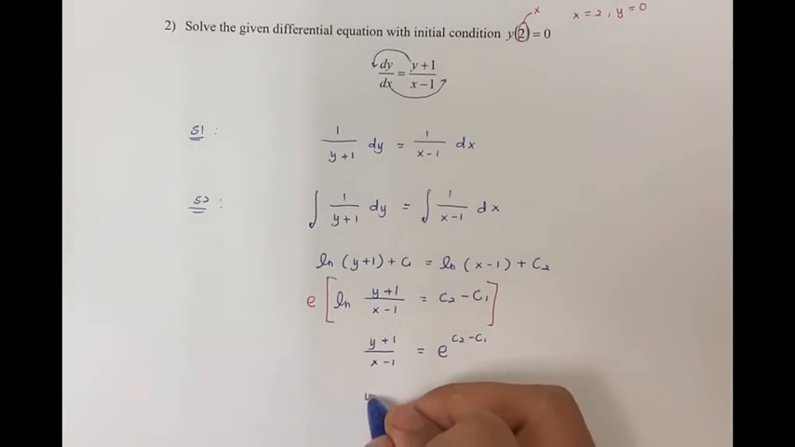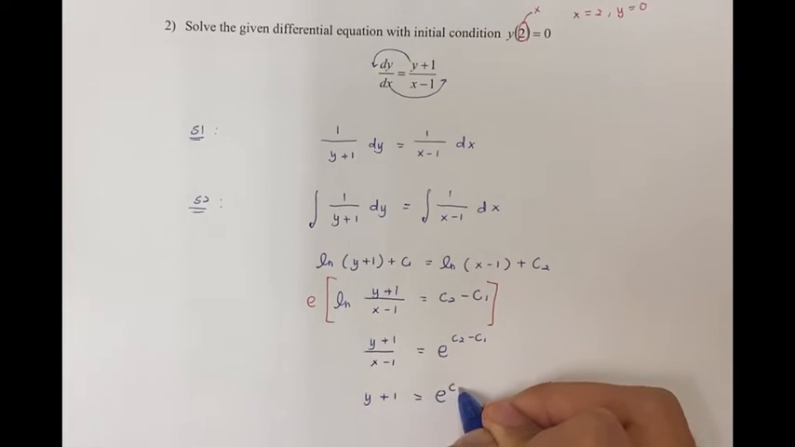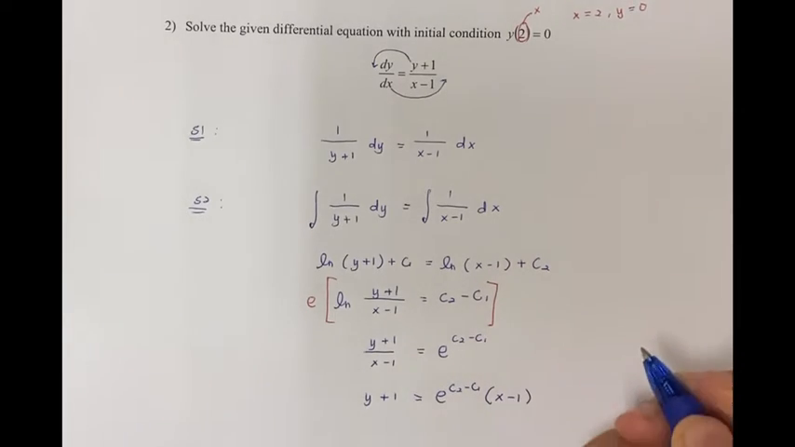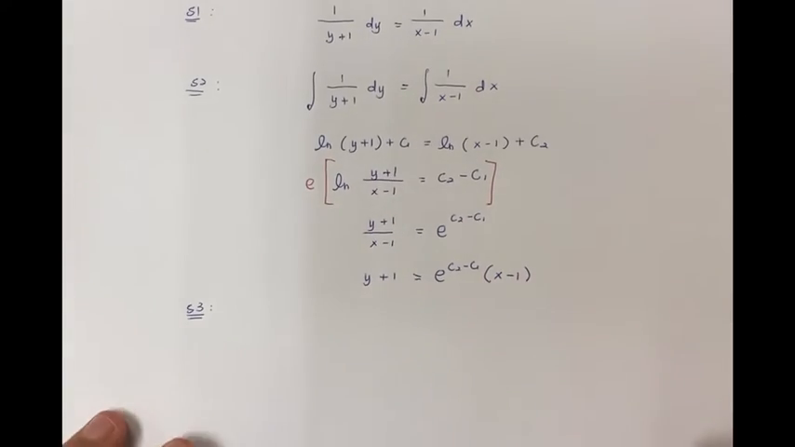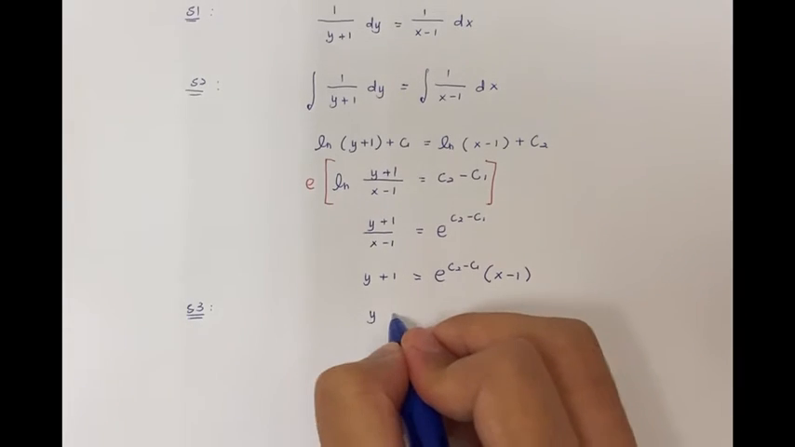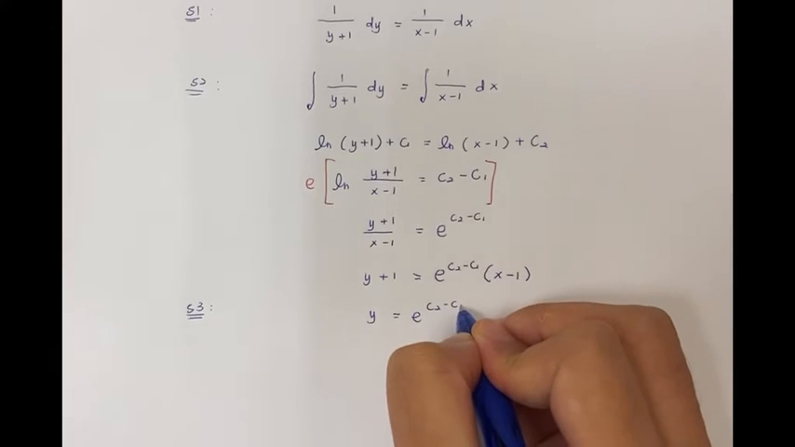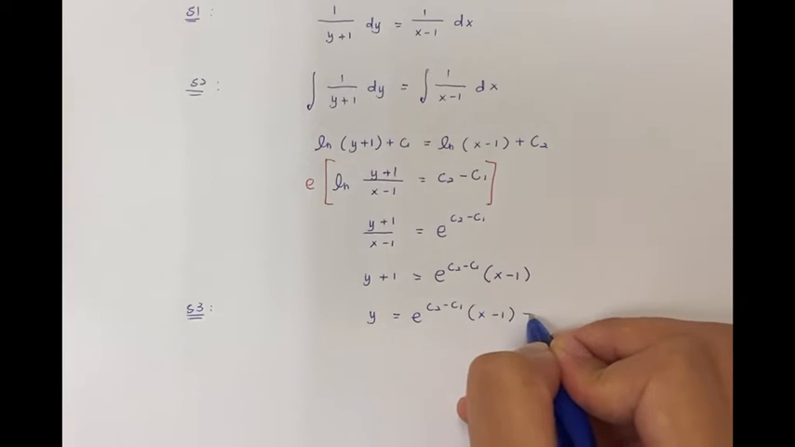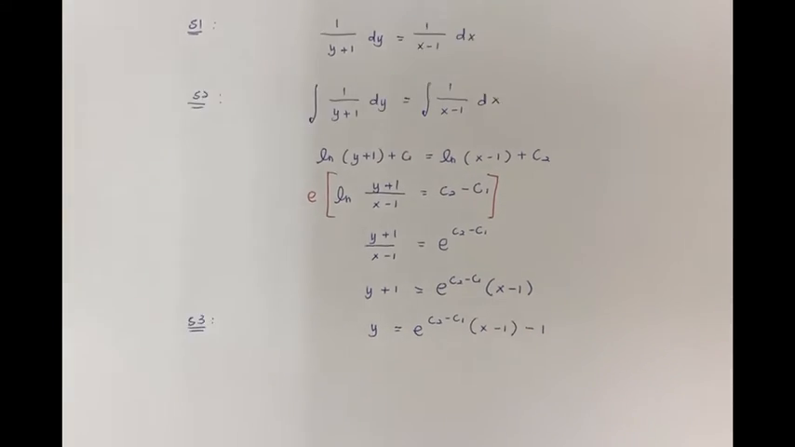Next, we have y plus 1 equal to exponent c2 minus c1 multiplied by x minus 1. And for the last step, step 3, you have y equal to exponent c2 minus c1 x minus 1 minus 1. Okay, but now you have an initial value problem.